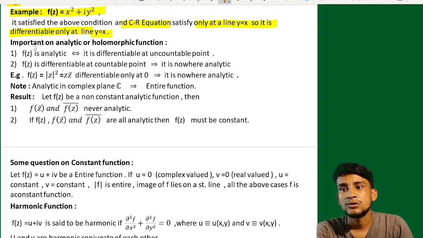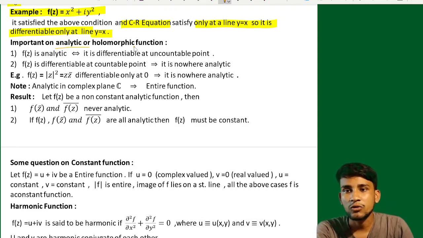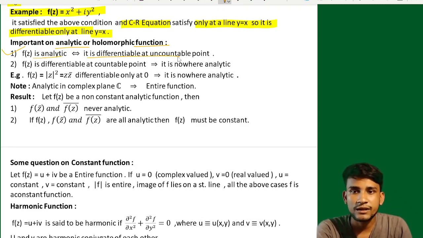Okay, so important points on analytic or holomorphic functions. Number one is the important concept: if f(z) is analytic, this implies it is differentiable at uncountably many points. Conversely, if f(z) is differentiable only at countably many points, this implies it is nowhere analytic. These results are very important. For example, let f(z) = |z|² = z z̄, which is differentiable only at 0, that means it is nowhere analytic.